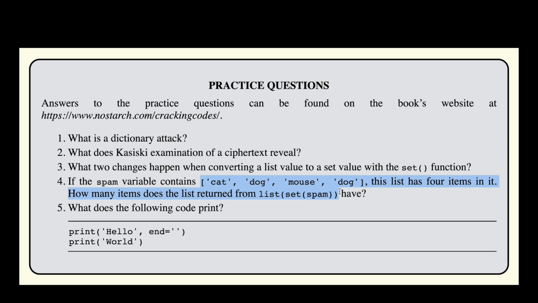Inside of our list here, we can see that the element dog occurs twice. So if we call set on it, the set will only include 3 different items. By calling list on it, we're going to get back a list with only the unique items, so with cat, dog and mouse, so 3 items.